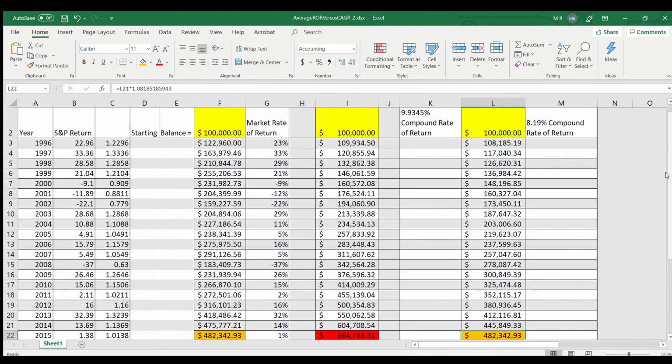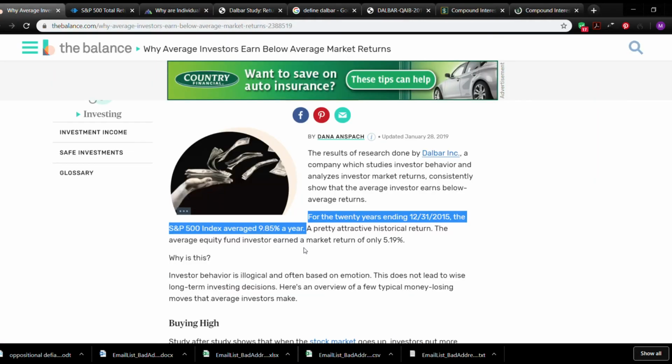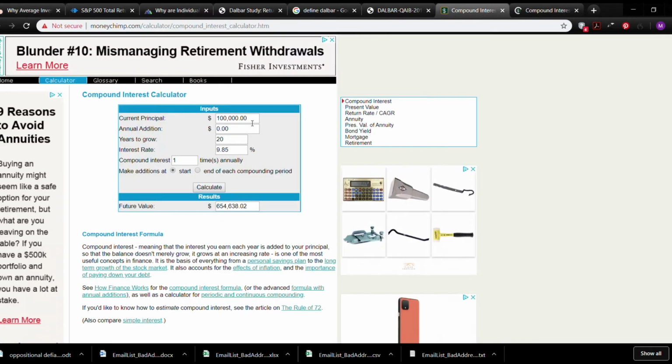But here's the question for you. If you're told that you averaged 9.85%, why does your money perform as though you only got 8.19? Here it is again with Money Chimp. So if we use the figure that was in the article from The Balance, where they insisted that for the 20-year period ending in 2015, the S&P averaged 9.85, we go over to Money Chimp and we get $654,000.